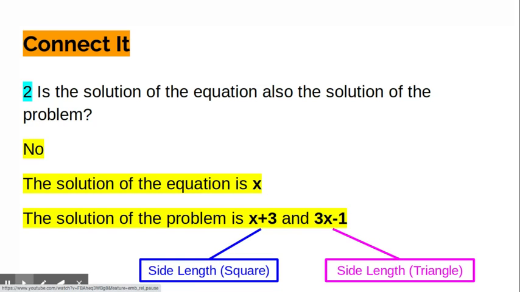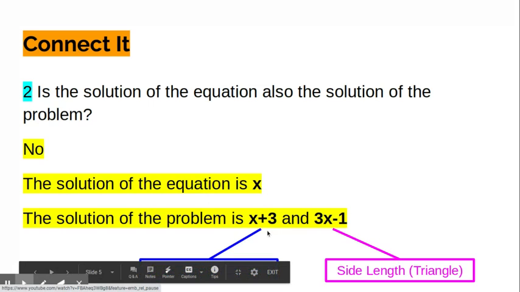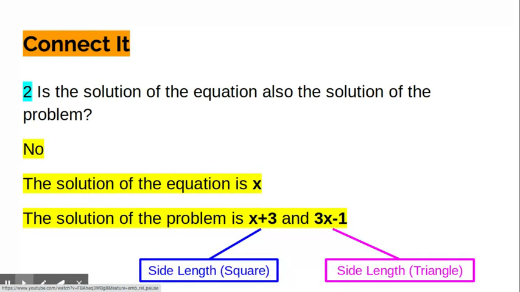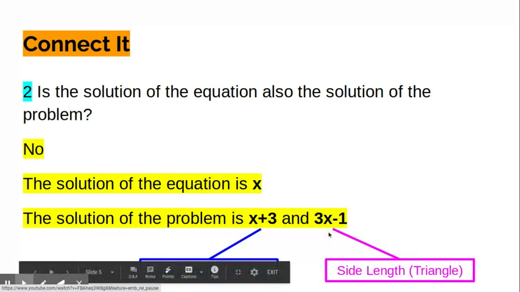So once we figured out that x was 3, to find the side length of the square, we had to plug it into that x plus 3 equation to see that 3 plus 3 is equal to 6, so that was the side length of the square. And then we had to plug x is equal to 3 into this equation as well to do 3 times 3 minus 1 to see the side length of a triangle is 8.